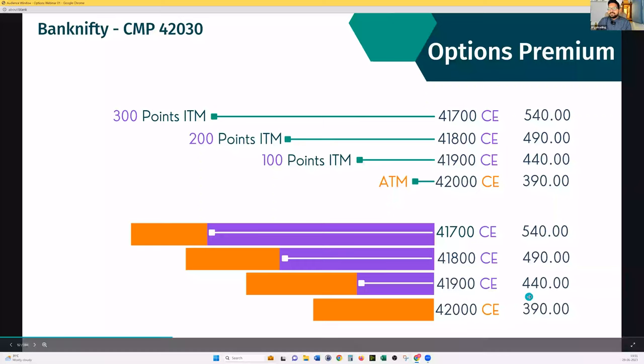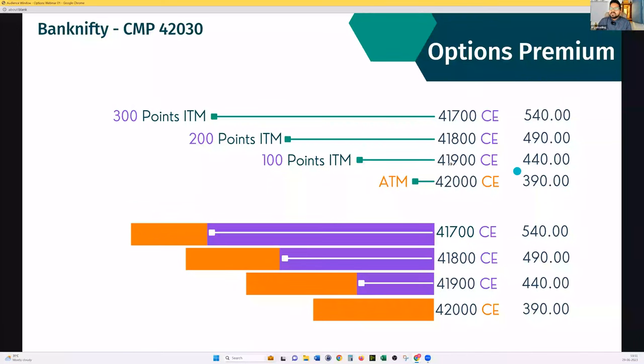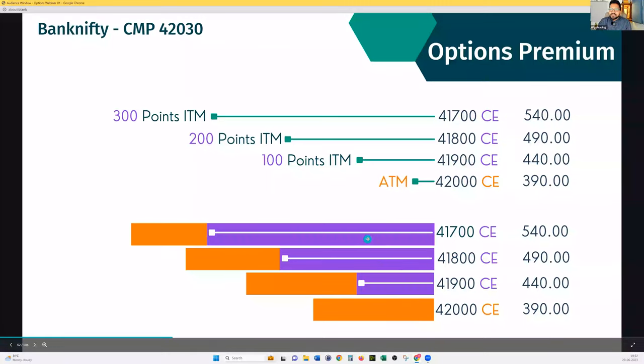Okay, now see here. This is a graphical understanding of things. As I said earlier, ATM will have only the extrinsic value. The 390 points is extrinsic value. Now you can see here, 41,900 is trading at 440, but on this 440, only 100 points is the intrinsic value. Over here it's 200, over here it's 300. So as we go deep in the money, does the intrinsic value increase or decrease?